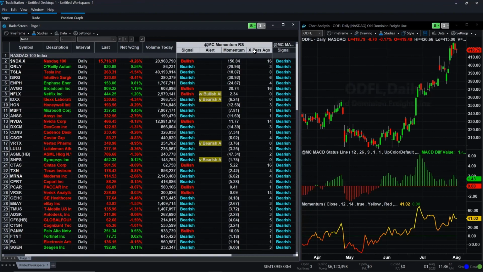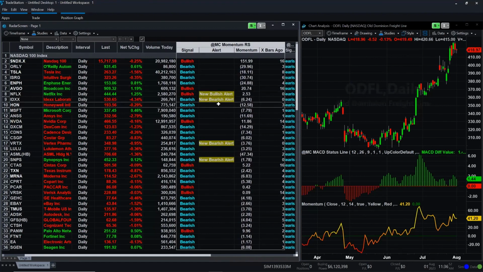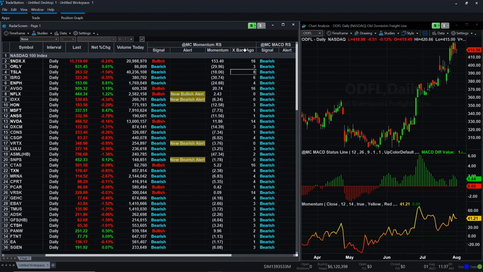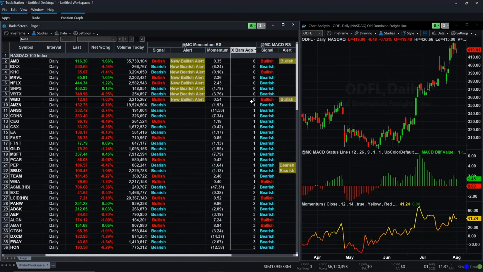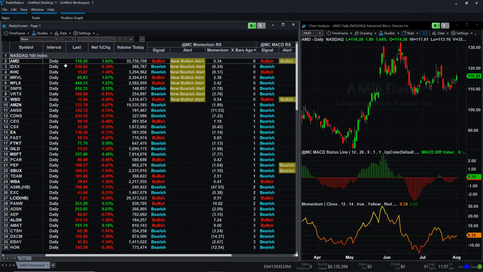You can see that it has 4 columns, including the signal to tell you if the stock is bearish or bullish based on the last crossover. There's alert information, new bullish or bearish alert based on which one is crossing at the moment and how many bars ago did it cross. So if I sort by number of bars ago, all the zeros are going to be at the top. That's all the ones that are giving me a bullish or a bearish alert. Like, for example, on AMD, we're getting a bullish alert on the momentum indicator. Notice how it's turning from negative to positive.